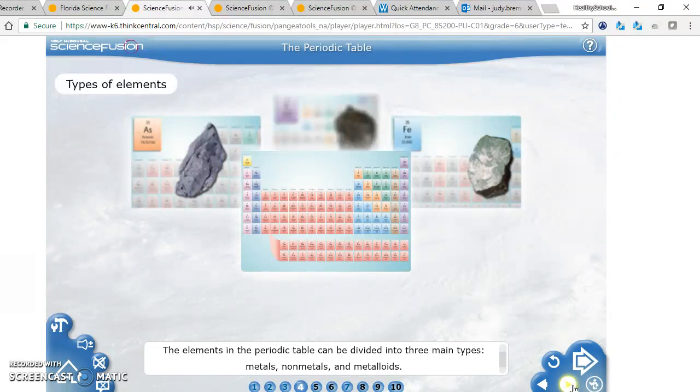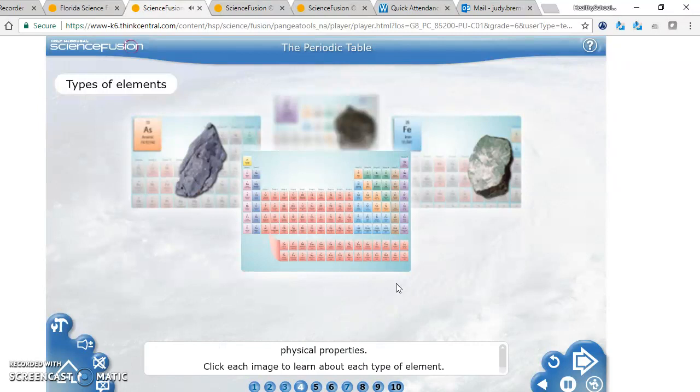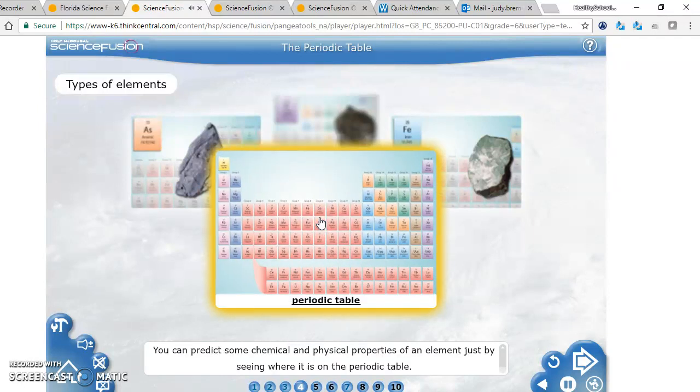The elements in the periodic table can be divided into three main types: metals, nonmetals, and metalloids. If you know the type of element, you can predict some of its chemical and physical properties. Click each image to learn more about each type of element. You can predict some chemical and physical properties of an element just by seeing where it is on the periodic table.